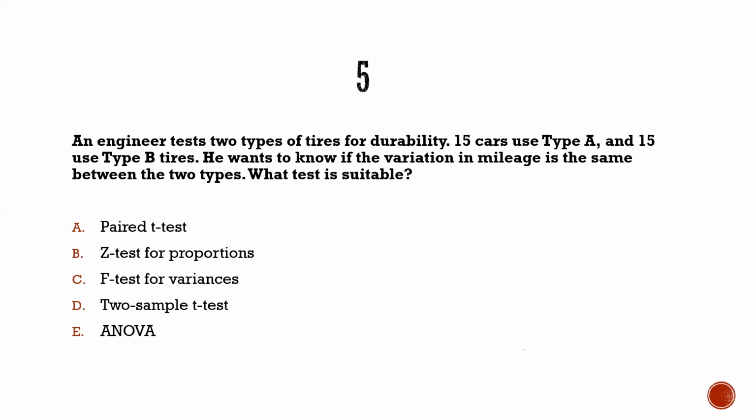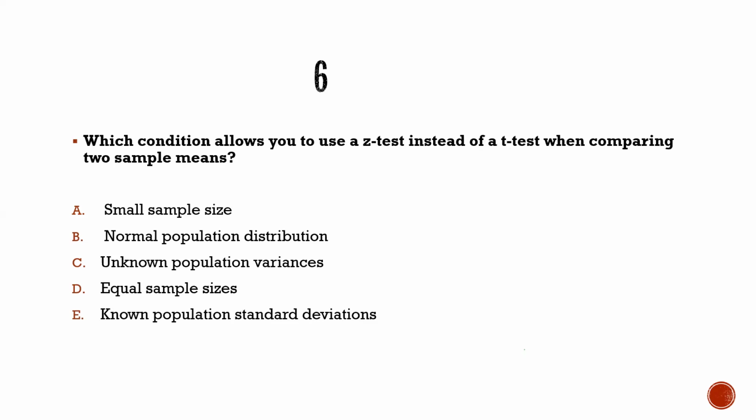No, the right answer is C because he wants to know the variation in mileage. So he is checking the variances. So the correct answer is F test for variances.